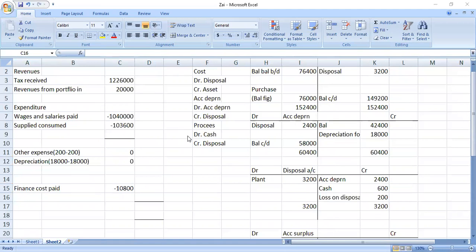You move on to the statement of financial position. Current assets, that's working capital. Come here and you say changes in working capital.